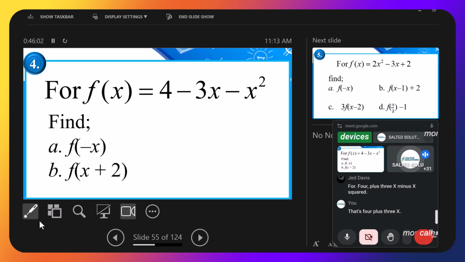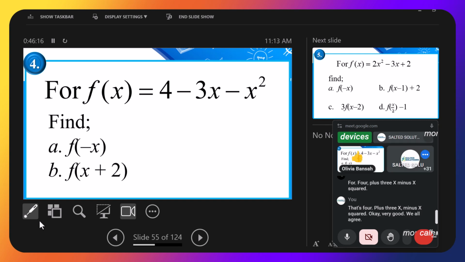Okay, very good. Do we all agree? I see only Olivia agreeing. Okay, Gabriel agrees. Emma agrees. Evelyn agrees. Okay.